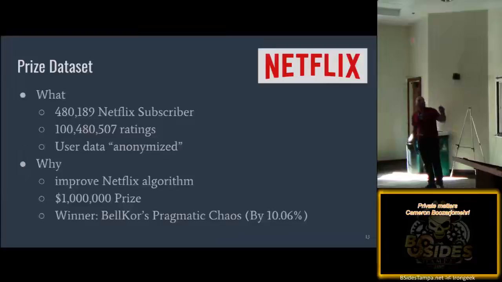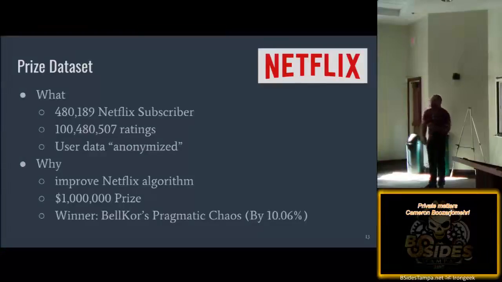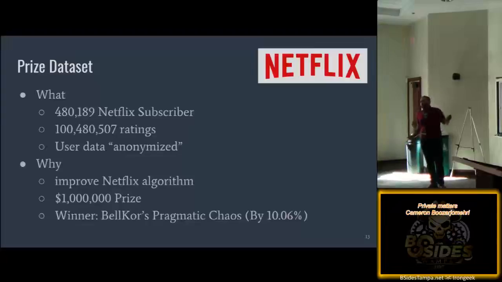500,000 individuals' information, over 100 million records, movie ratings, when they were rated, and a randomized ID to be able to link ratings across the set. Anyone interested? Bellcore's Pragmatic Chaos won by improving it by 10.06%. It was, I think, 86.5 at the end of it. And they won the $1 million prize.